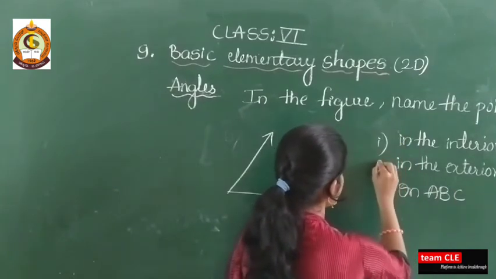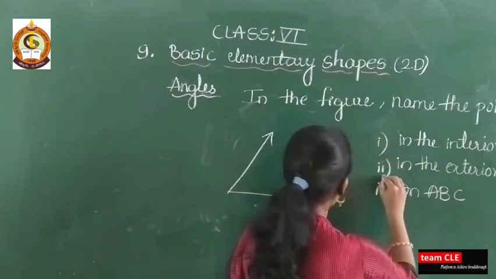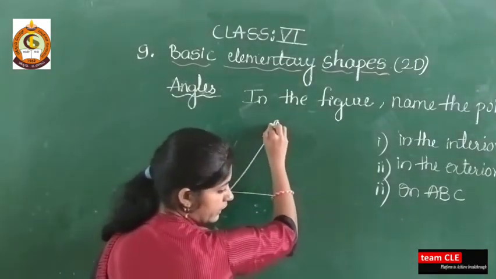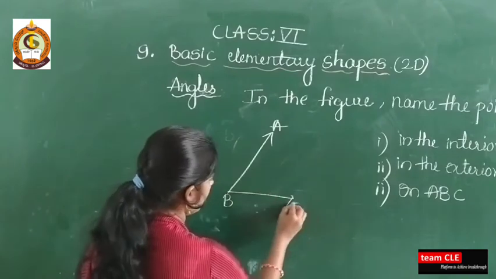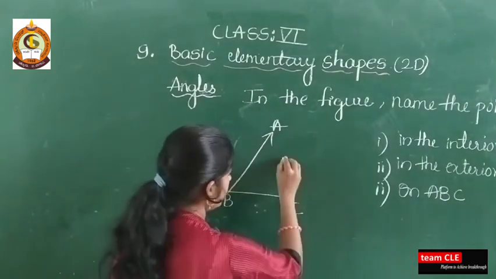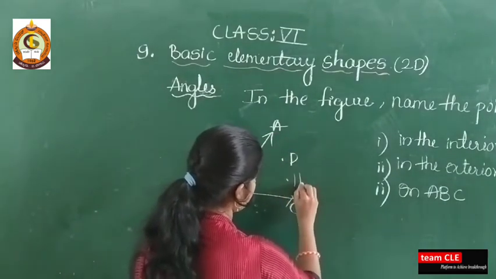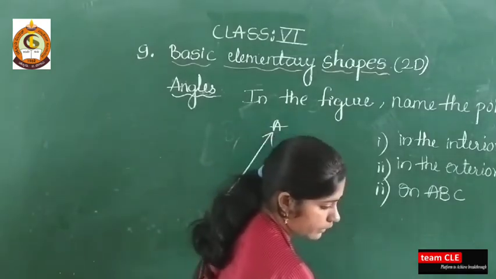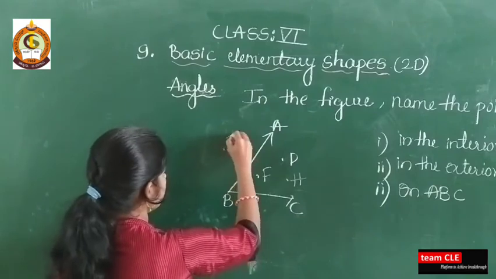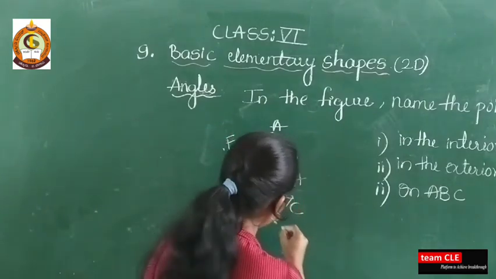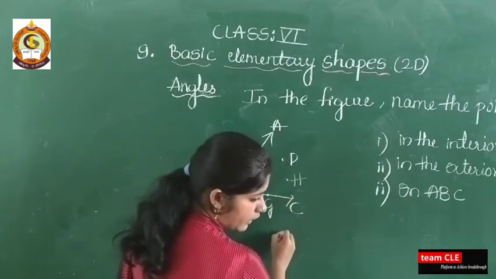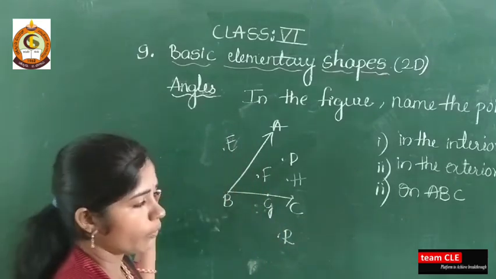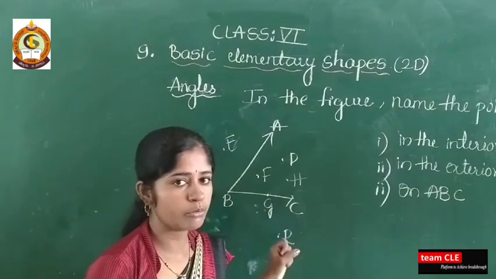Here they asked three questions. By observing this figure, you have to name the points. Here they named A, B and C, and here P, H, and one more point, that is F, and one more, that is E, and a few more they have given. Here G, and here they have given R. Just now I told what an angle is and how to name the vertex and angles.